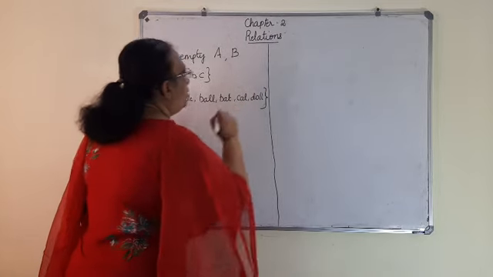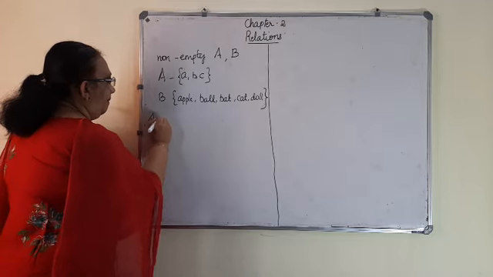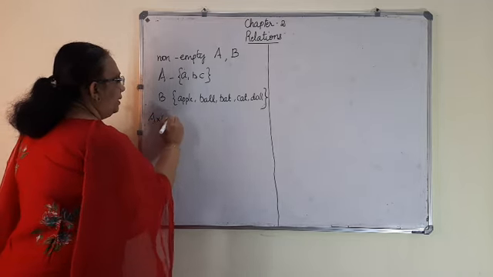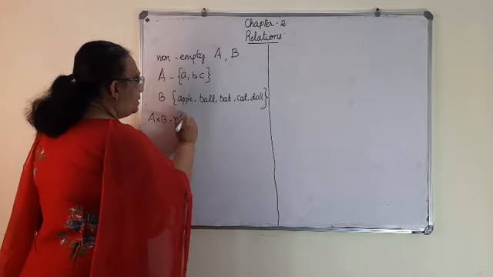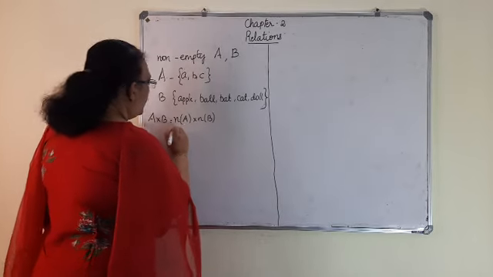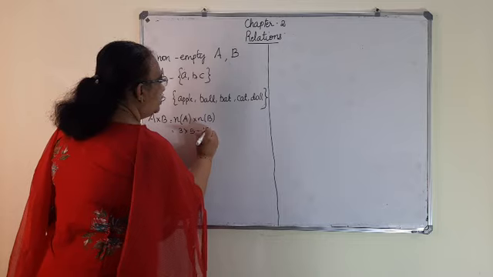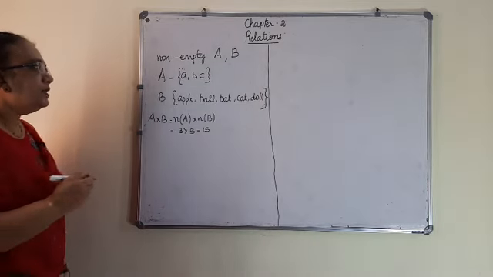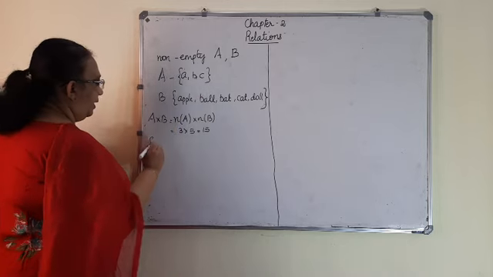Now, when you say A cross B, the number of elements in A cross B will be the number of elements in A into the number of elements in B. That is equal to 3 into 5, which is equal to 15. And let us write them. A cross B.